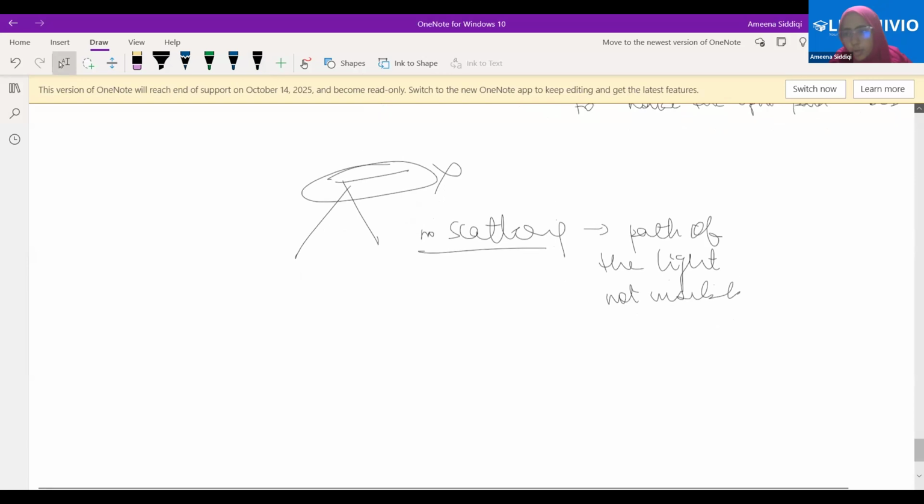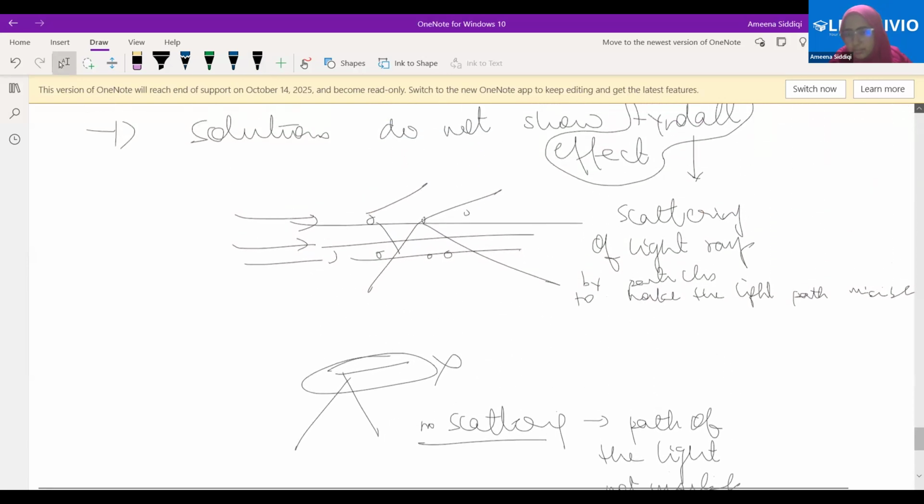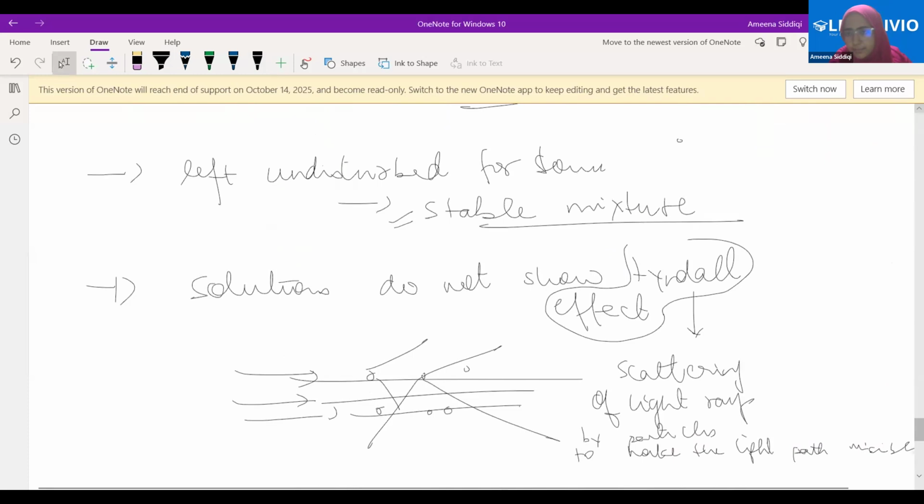So we have discussed four properties of the solution. Question: if you take one glass of water and put sand in it, the light will not scatter, right? First of all, tell me, will sand be dissolved in water? No. So that is not a homogeneous mixture, and if that is not a homogeneous mixture, that is not a solution. And if that is not a solution, definitely it will go against the properties of the solutions which we have discussed.